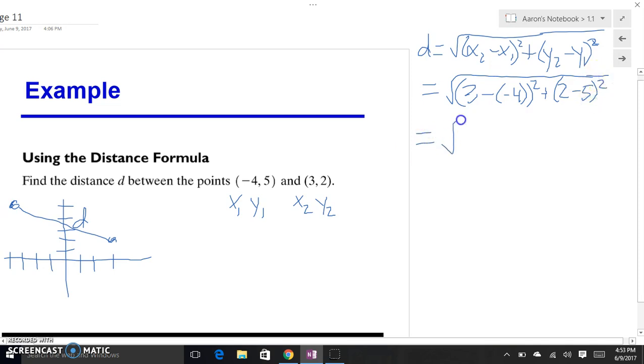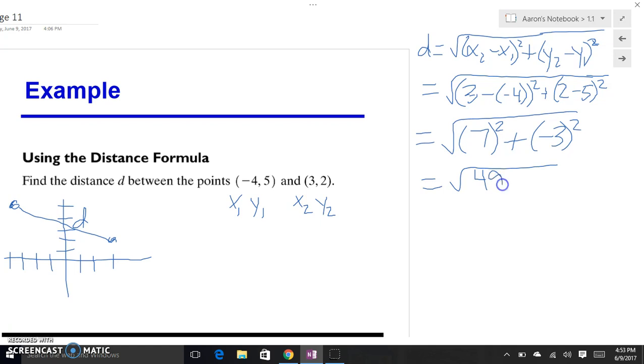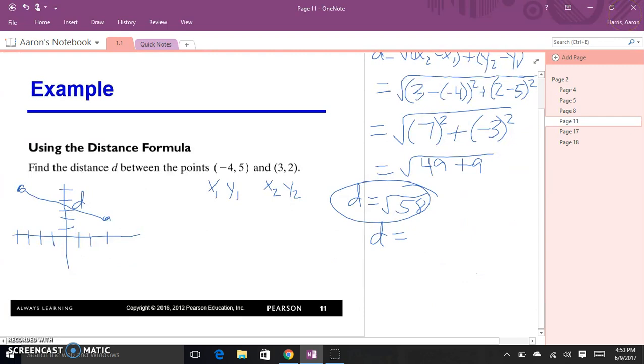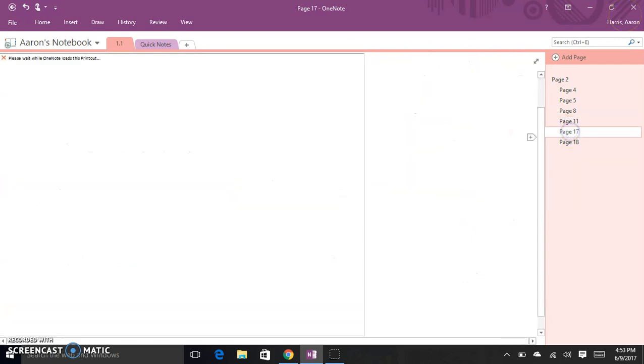And then you just clean that up, do your arithmetic. You've got 3 minus -4, so you've got 7, 3 plus 4 squared. And you've got 2 minus 5, which is -3 squared. So you've got the square root of 49 plus 9, square root of 58, is the distance between those. Square root of 49 is 7, square root of 64 is 8, so this is 7 point something if you want to punch square root of 58 into your calculator. Okay, so that's how you use the distance formula to find the distance between 2 points.